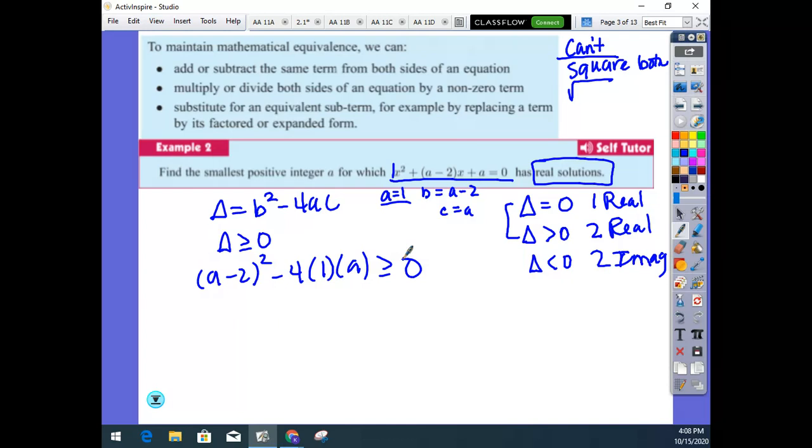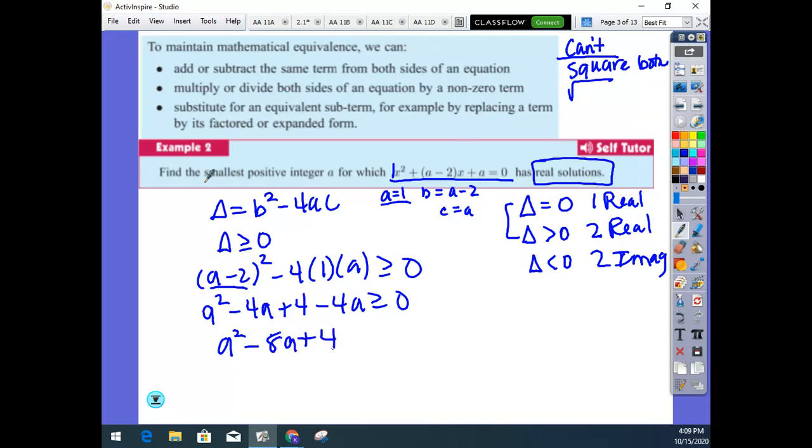Now I've got to simplify this whole thing. So when I square a quantity, I'm going to combine like terms. And we're looking for the smallest positive integer for a. So we need to solve this for a. Now, honestly, this is not factorable to solve for a. So I'm going to complete the square.